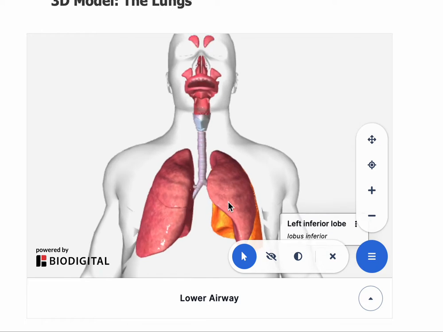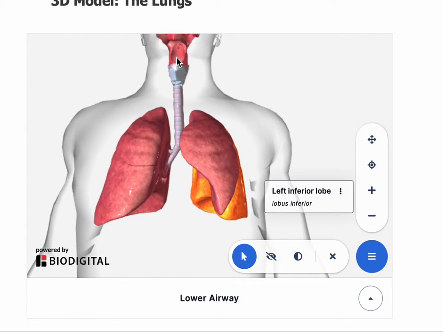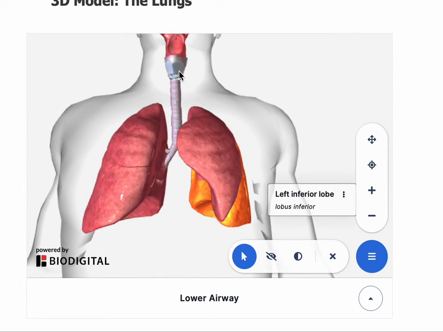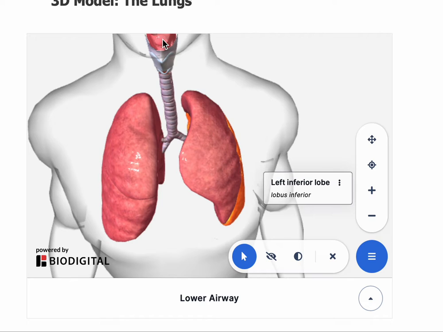The larynx, or our voice box, is located above the trachea right here. It's from the vibration of our vocal cords here that makes our voices and the sounds we make.